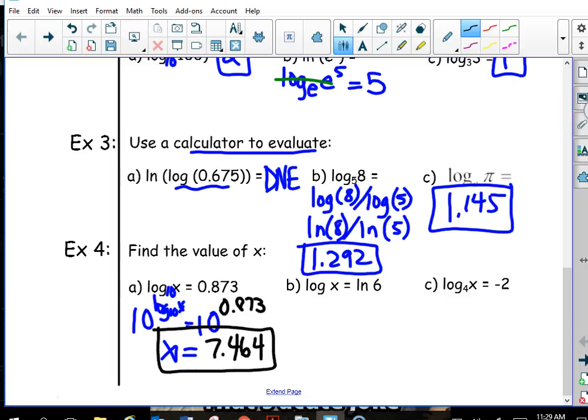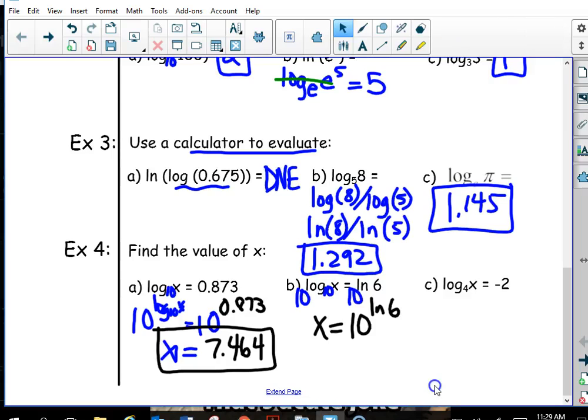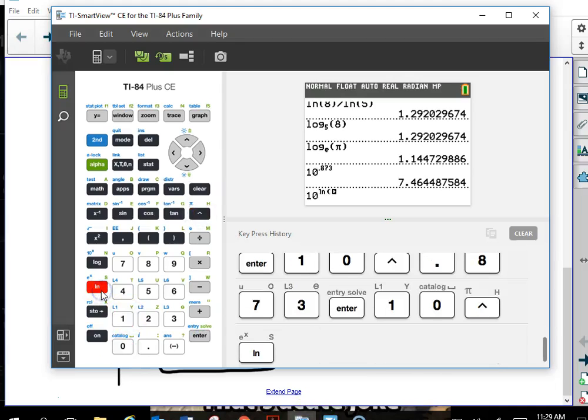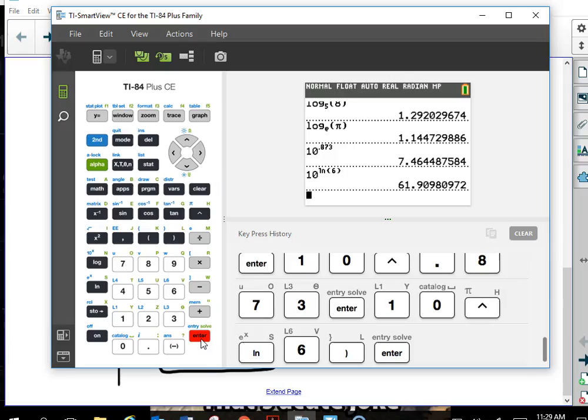All right, same idea here. I have a common log on the left, and a natural log on the right, but the natural log on the right is just a number. So same idea, I'm going to apply base 10 to both sides. On the left side I get x, on the right side I get 10 to the ln of 6. Back to the calculator, 10, caret key, and then I'm going to put in ln 6 in the exponent. 61 point, looks like 910.